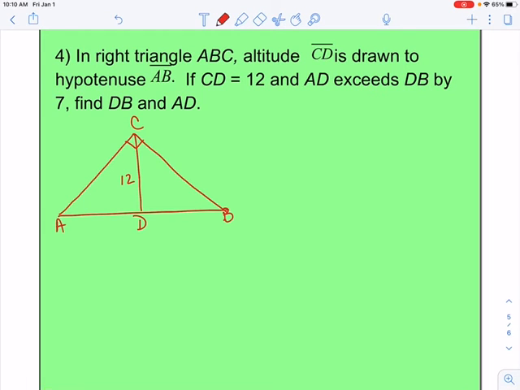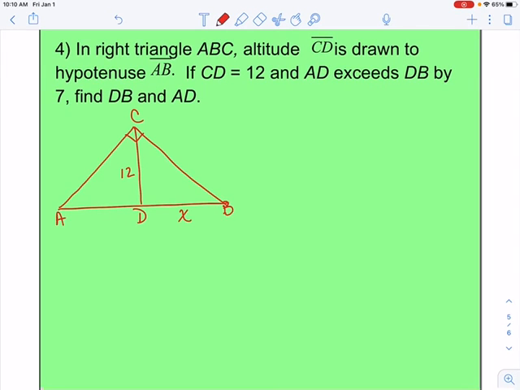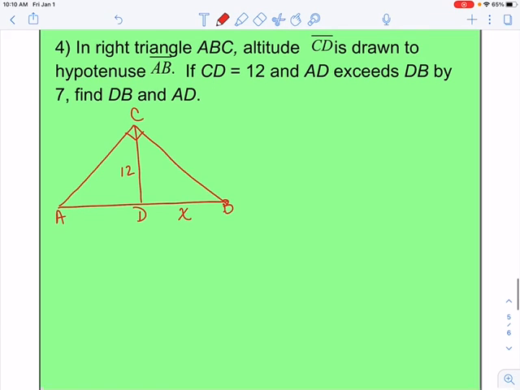Okay, so if AD exceeds DB by 7, we always have to let one thing be X. Since I'm comparing AD to DB, whatever you're comparing to is always going to be X. So DB is going to be X. AD exceeds that by 7. What does that mean? Exceeds means it's 7 more. So I'm going to do X plus 7 for AD. So there's my picture.